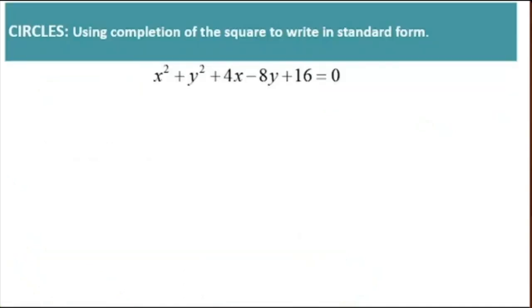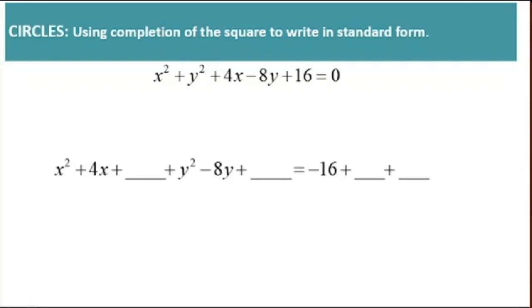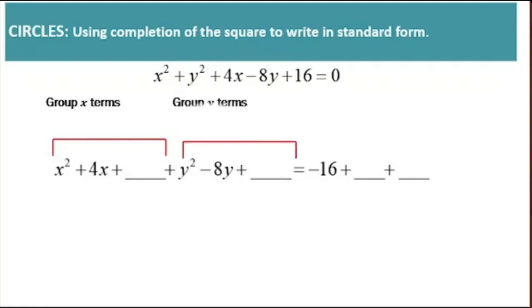So I can give you the equation of a circle, and I can ask you to use completing the square to write it in standard form. So how do we go about doing this? First of all, we group our x terms, and we group our y terms, and we move our constants to the other side. So I've put all the x's together, and I've left space. I've put all the y terms together, I've left space, and I've moved my constant to the other side.